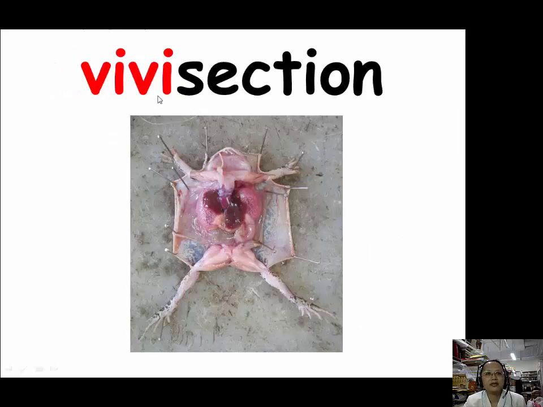And for vivi, our example is vivisection. Vivisection is the activity or practice of doing scientific or medical experiments on live animals. Like in a biology laboratory course, we usually do a vivisection on a frog, and you can see the lung is still breathing and the heart is still beating. So that is called vivisection.